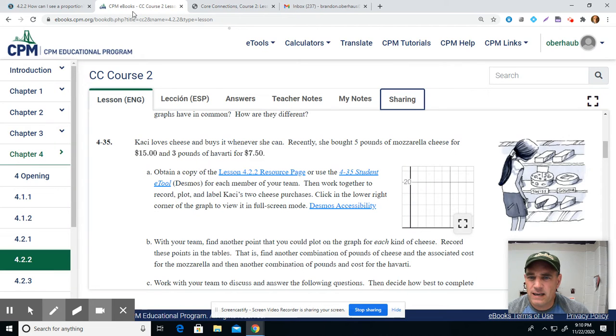If I go back, let's see what we're supposed to do. With your team, work together to record and plot the two cheese purchases. With your team, find another point that you could plot on the graph for each kind of cheese. Record these points in your table. That is, find another combination of pounds of cheese and the associated cost for the mozzarella, and then another combination of pounds and cost for the Havarti.